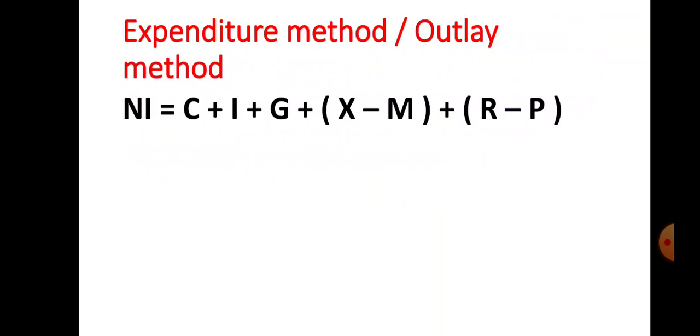Now let us see the next method in the calculation of national income, and that is expenditure method. Expenditure method is also known as outlay method. So here we use this formula to calculate national income through expenditure method, that is national income is equal to C plus I plus G plus in first bracket X minus M plus in second bracket R minus P. Here C stands for consumption expenditure, I stands for investment expenditure, and G stands for government expenditure. X stands for export, M stands for import, and R stands for receipts, and P stands for payment. That is combinedly known as what? Net income from abroad.